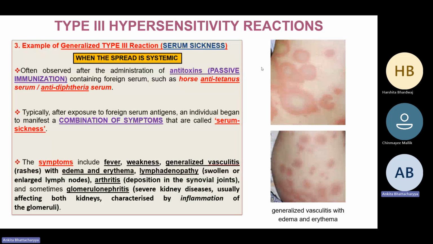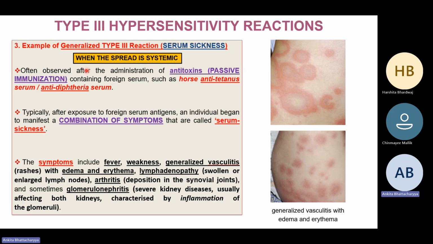Other examples of this type 3 reaction, and in particular here we are talking about generalized type 3 reactions, and one prime example is serum sickness. So what exactly happens there? Again, this might be a little unfamiliar for you, but let's take it one at a time. So during serum sickness, what is the key difference? It's not a localized form of type 3 hypersensitivity reaction, but instead it is systemic in nature.